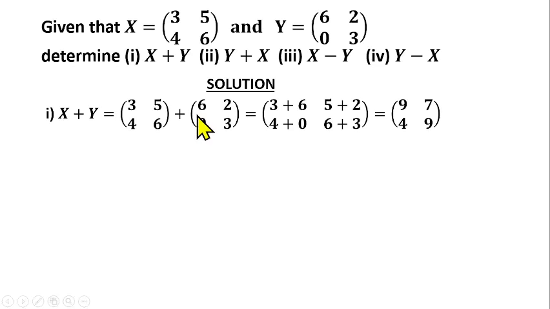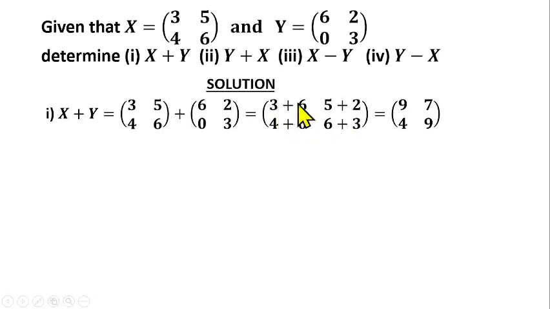Then how do we add them together? It's very simple. The element in the first row, first column here will be added to the element in the first row, first column here. So we have 3 plus 6. Then the element in the first row, second column here, which is 5, will be added to the element in the first row, second column here, which is 2. So you have 5 plus 2. Here you have 4 plus 0, and 6 plus 3 as well.